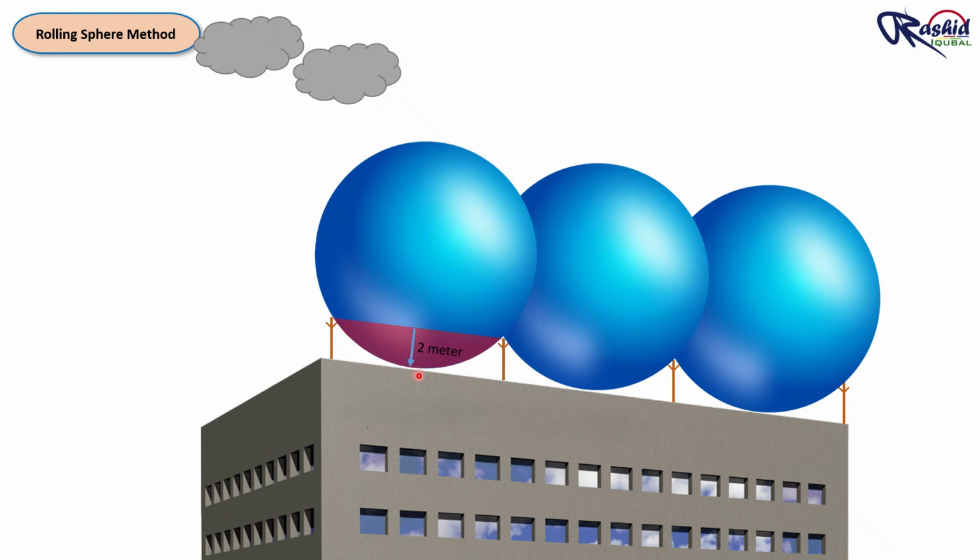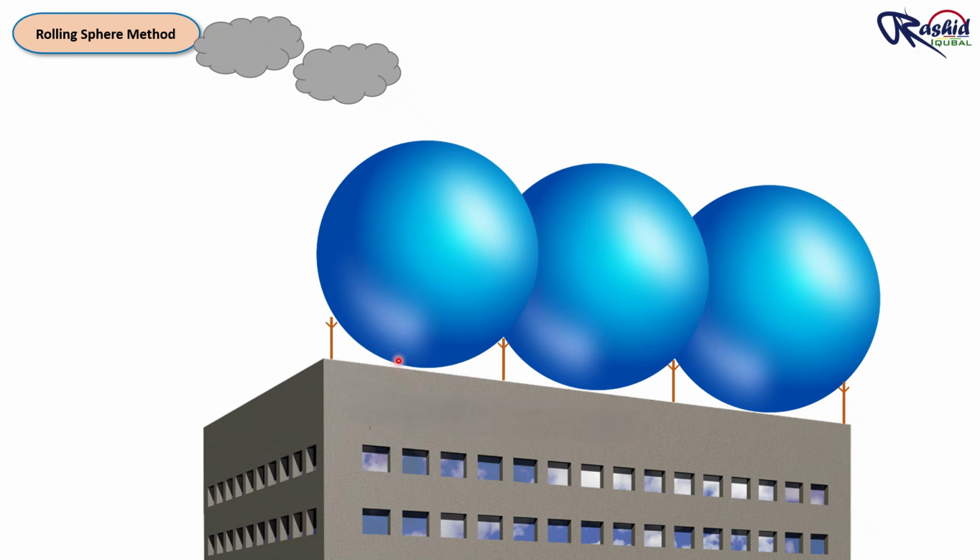If there is something like a tank, HVAC unit or solar panel on the roof, they will not be covered. Even a person standing there will be outside the safe zone. He will not be protected. So what is the solution?